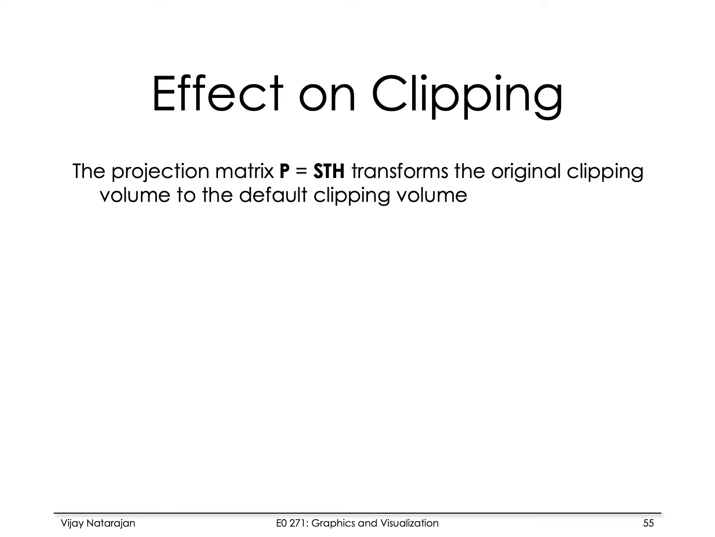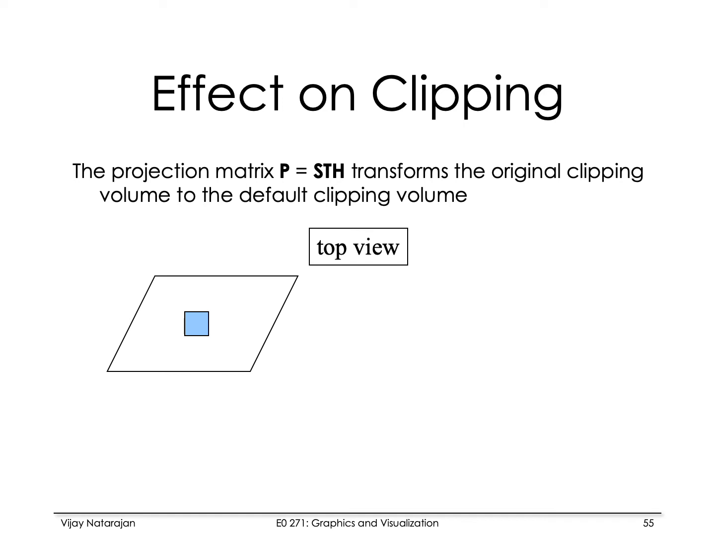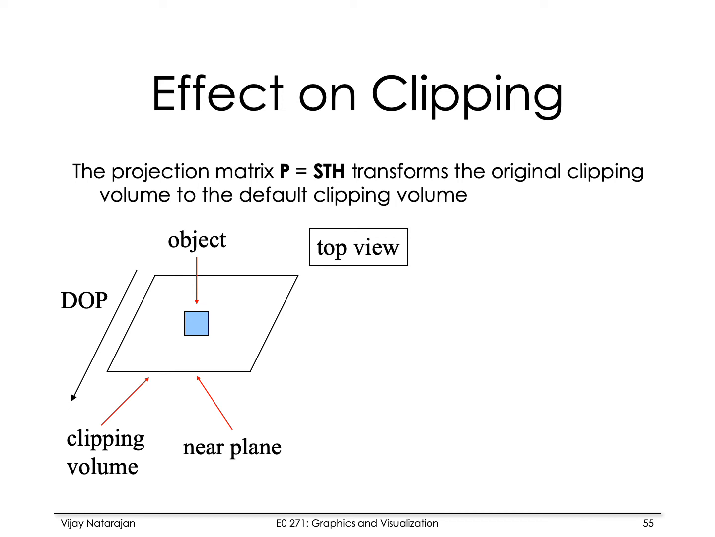So let's consider what the clipping operation should do. Here is a top view, and in blue is the object, and the black polygon is the clipping volume. This is just the top view, and we have the direction of projection. This line here is the near plane. We are looking at only the top view, so I'm not showing the rest of the view volume. We have the far plane.